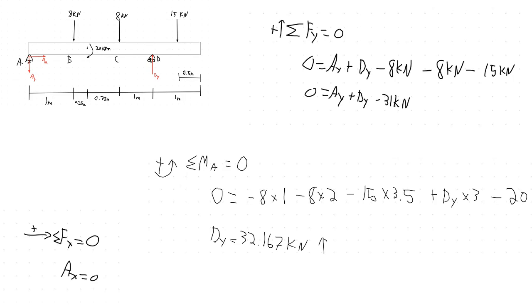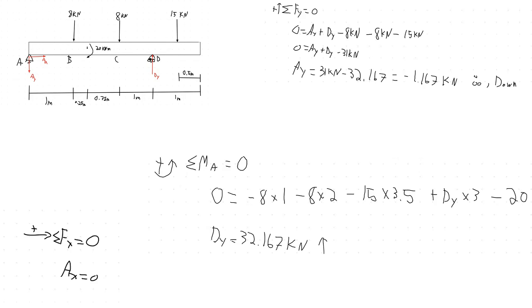During our math, we got Dy being a positive number. Since we called up being positive, since it's positive, it is going upwards. And from there, we can substitute that into our Fy equation. Rearranging, we get Ay to be -1.167. We assumed it was upwards. We made a wrong assumption. What we do is we change Ay in our diagram to the top left to be going down. So Ay is 1.167 kilonewtons going down.